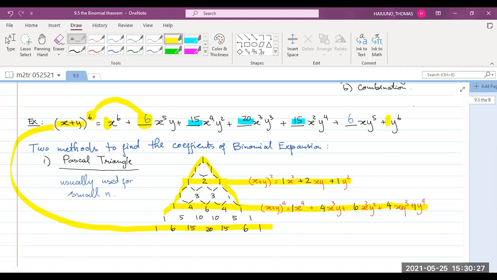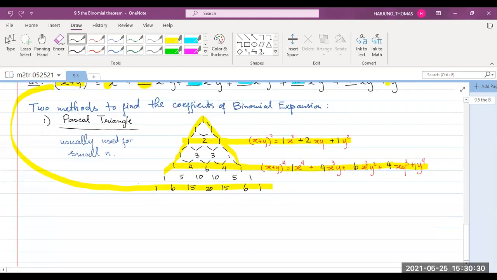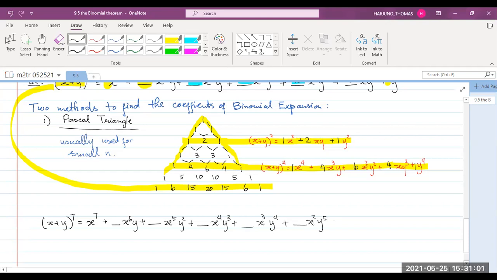Now let's do one more example. Suppose I want to do the expansion of x plus y to the 7th. Then I know it must be x to the 7 plus something x to the 6 y plus something x to the 5th y squared plus something x to the 4th y cubed plus something x cubed y to the 4th plus something x squared y to the 5th plus something x y to the 6th plus y to the 7th.